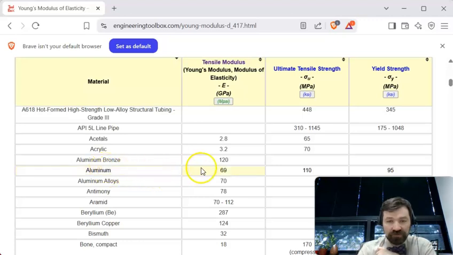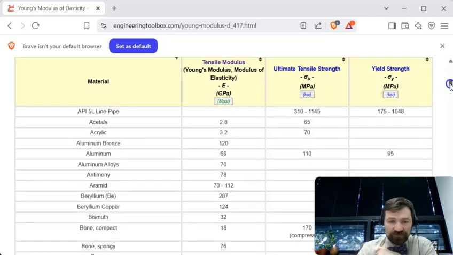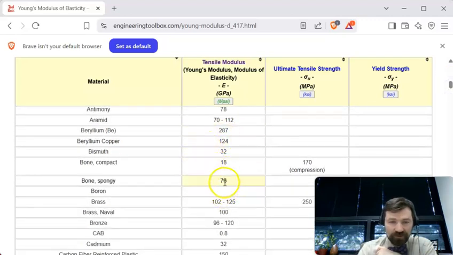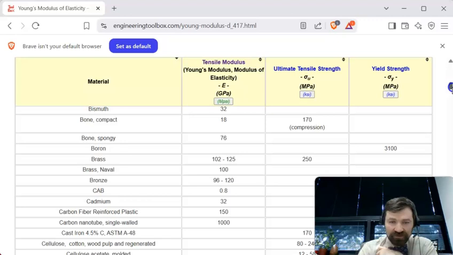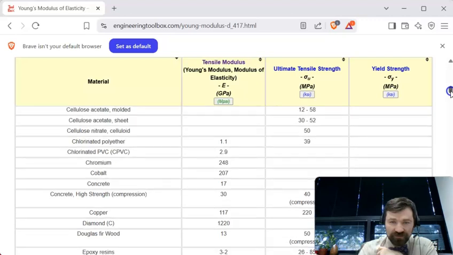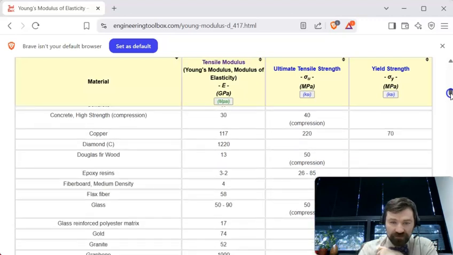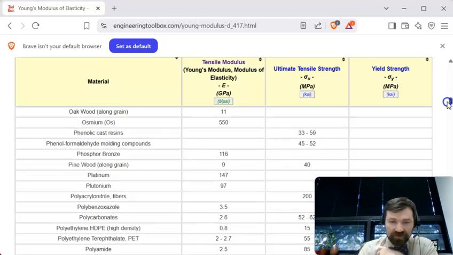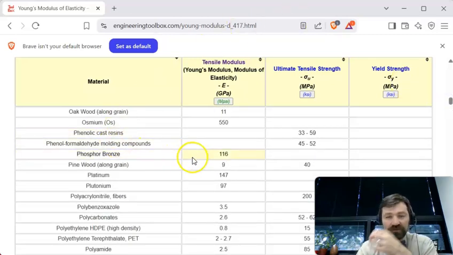So like here's aluminum, 69 gigapascals. Bismuth, compact bone, spongy bone, brass, bronze, cadmium, etc. And you just would go through and try to look up whatever material it is that you're trying to determine the Young's modulus of elasticity for. You've got diamond, Douglas fir wood, glass, whatever, platinum. And so you just look up the value, and this represents your Young's modulus of elasticity.